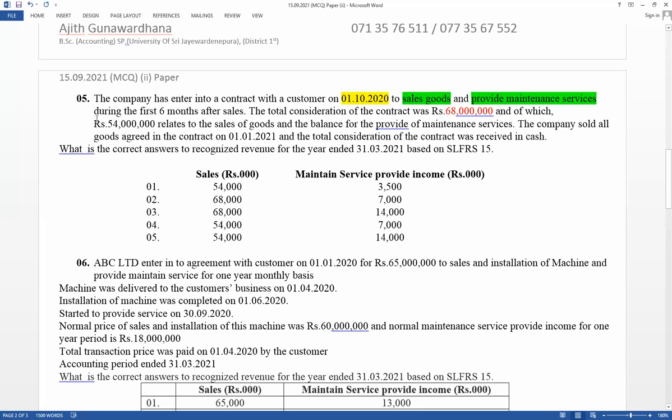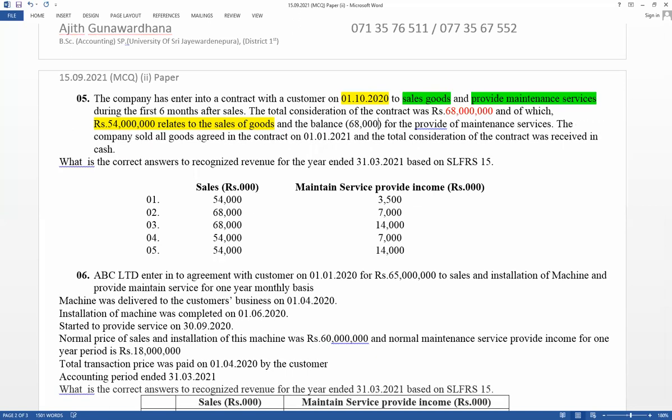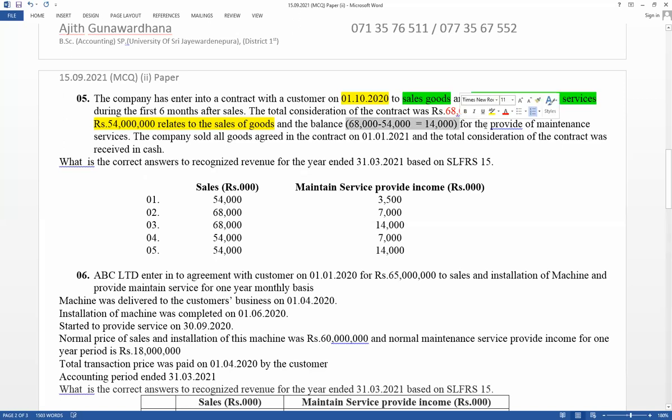There are 2 performance obligations. 54,000 is relevant for sales of goods. It means the balance part is for providing the maintenance service. Think, the balance part equals how much? Transaction price equals 68,000. It is included. Think about 54,000. That is the sales value. Take values in thousands. Therefore, 68,000 minus 54,000, therefore 14,000 is for providing the maintenance service. For providing the maintenance service, the balance equals 14,000.